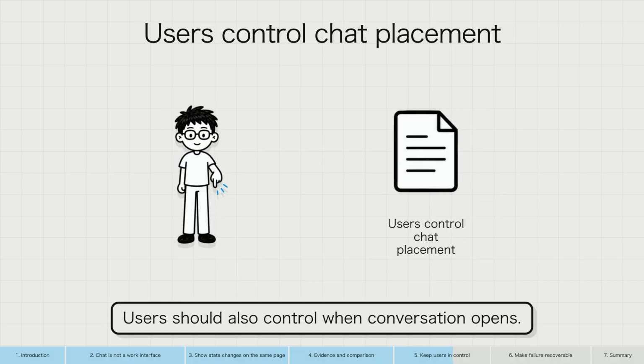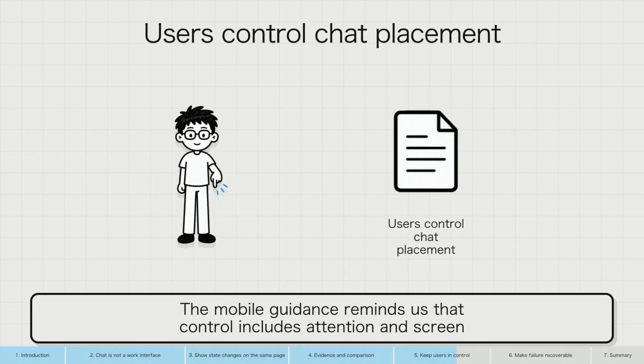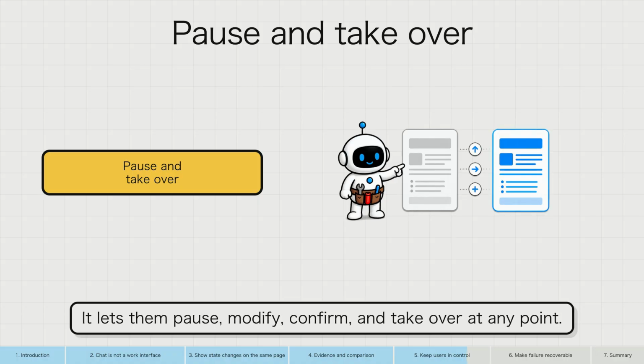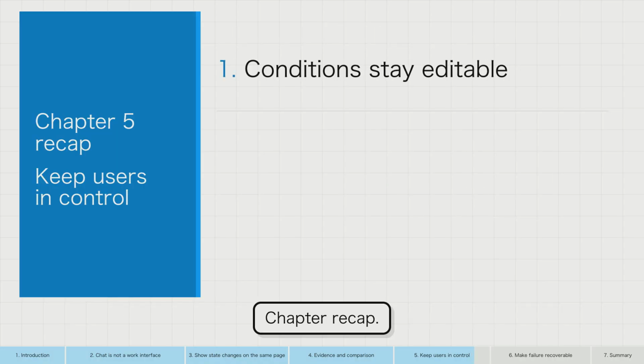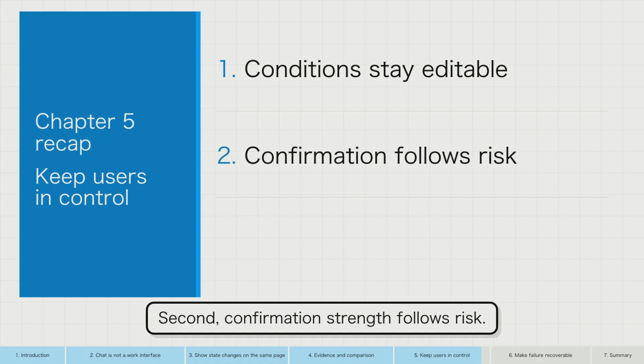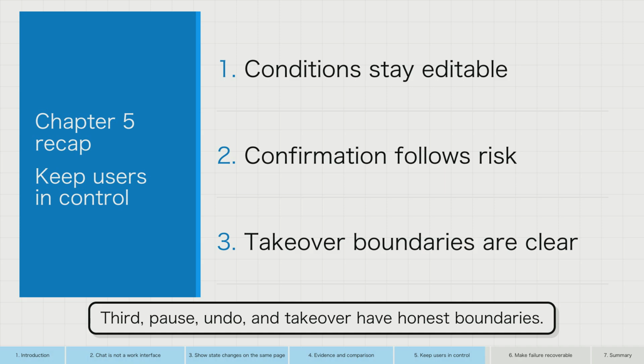Users should also control when conversation opens. The mobile guidance reminds us that control includes attention and screen space. A good agent interface does not do everything for the user. It lets them pause, modify, confirm, and take over at any point. Chapter recap. First, persistent conditions stay visible and editable. Second, confirmation strength follows risk. Third, pause, undo, and takeover have honest boundaries.